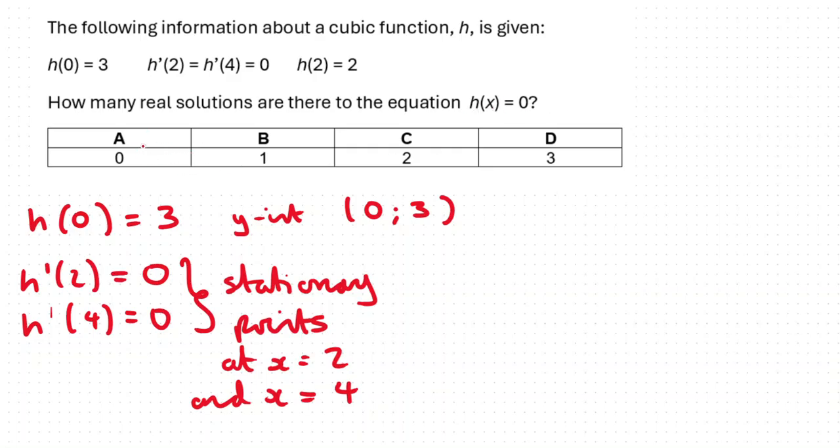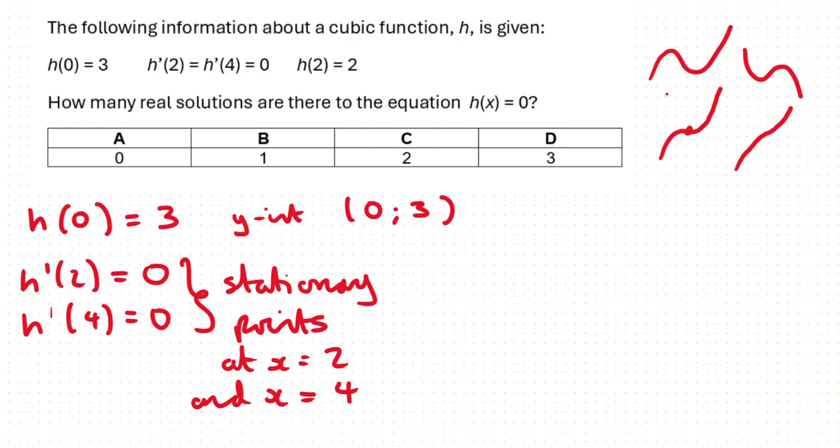All right, so we've got options 0, 1, 2, 3. If we know anything about cubic graphs, what do they look like? They can look like that. They could look like that. You could have this kind of graph where it comes to a stationary point like that, or it doesn't actually have to have any stationary points at all.